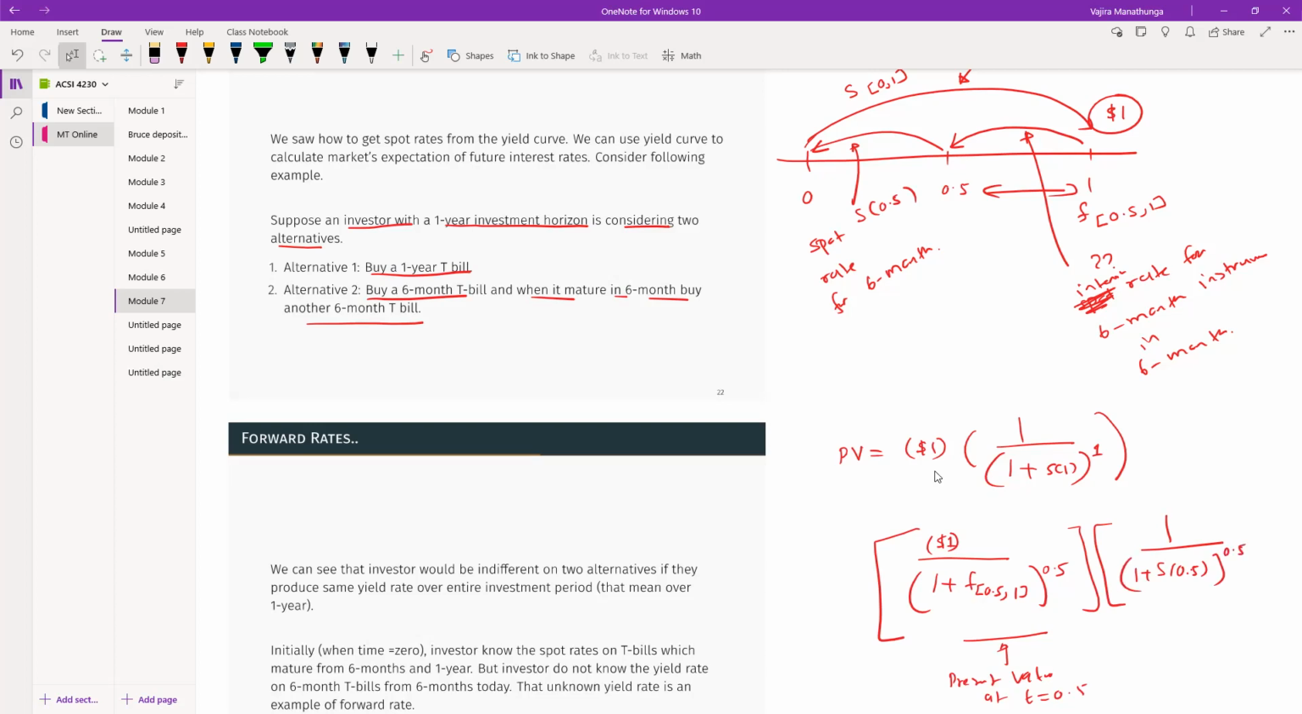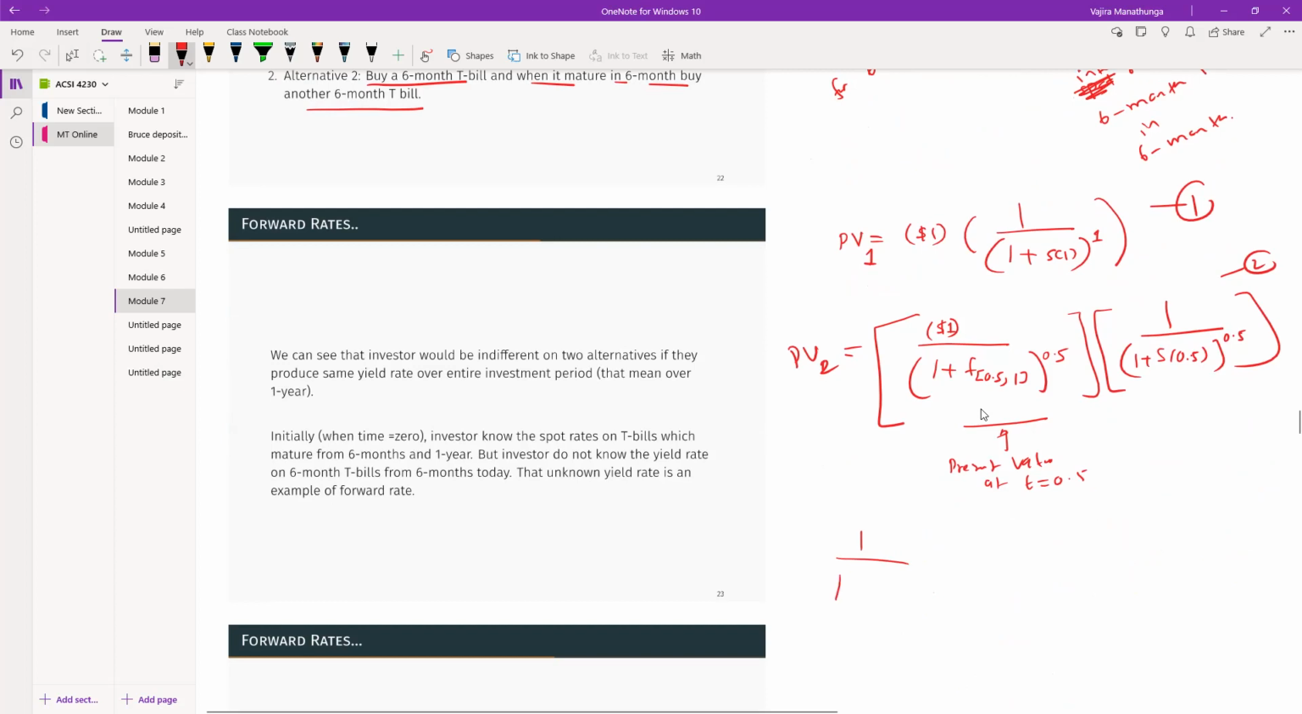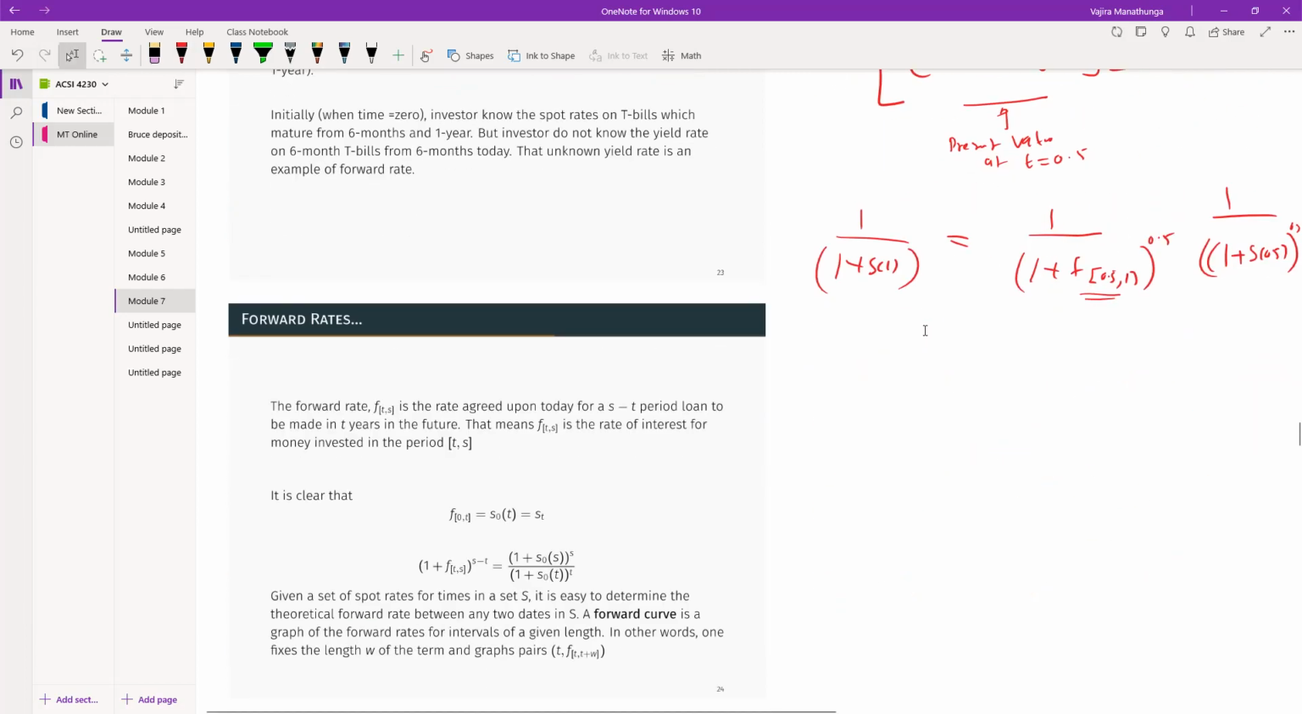And it's only for 0.5. So these two equations should be the same if you are indifferent between these two options. That would give you 1 over 1 plus S1 equal to 1 over 1 plus F from 0.5 to 1, to the power of 0.5, times 1 over 1 plus S0.5 to the power of 0.5. So when you simplify this, solving for the forward rate, you get a nice equation like this.